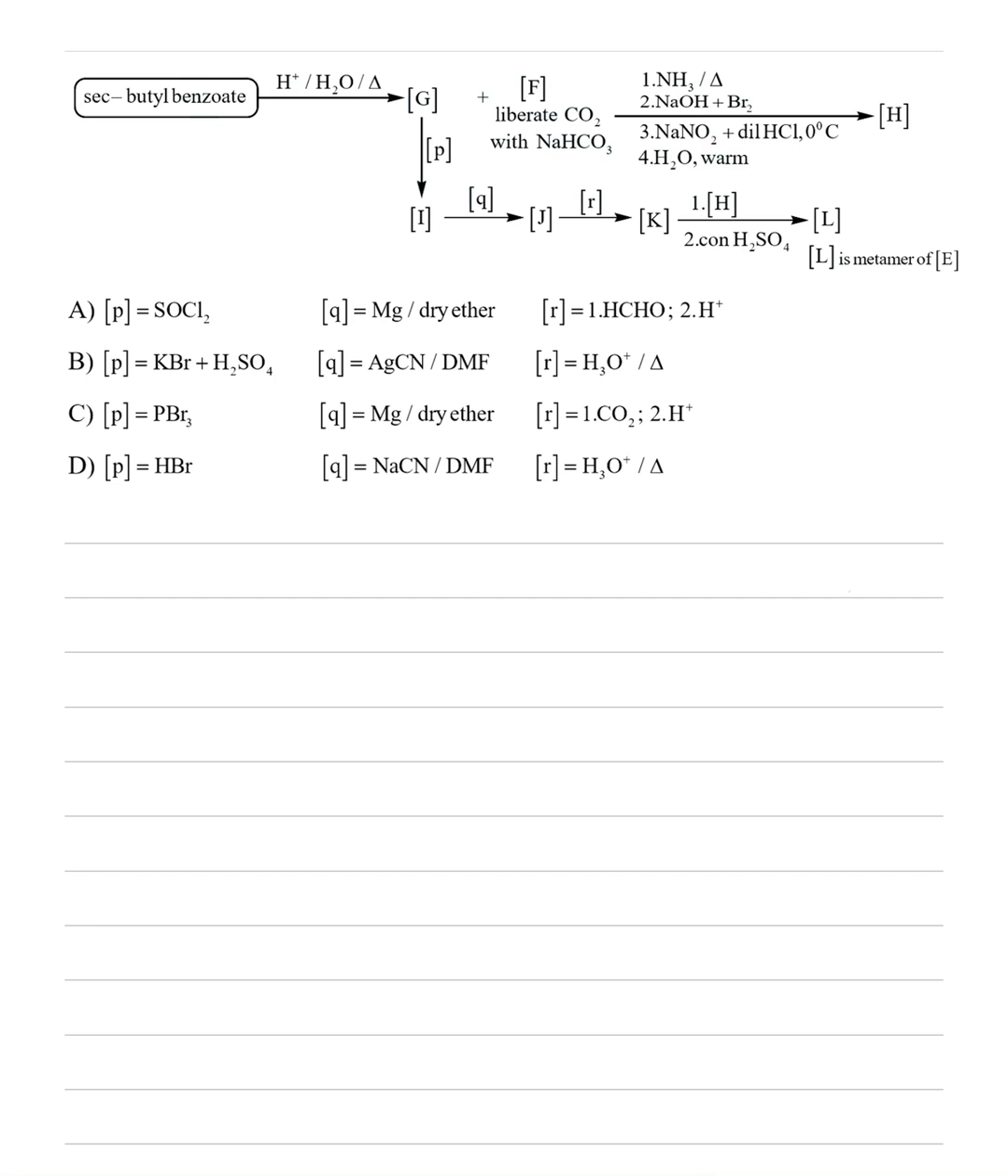So let's go back to the problem. Now in this problem we are given sec-butyl benzoate, which is the reactant. This reactant has undergone hydrolysis first, giving us G, and then there is a chain reaction following it. What do we need to do? We need to match the options given below with the correct answer.